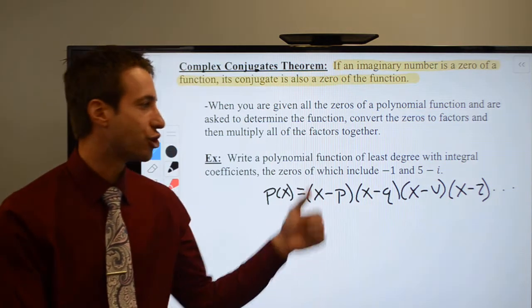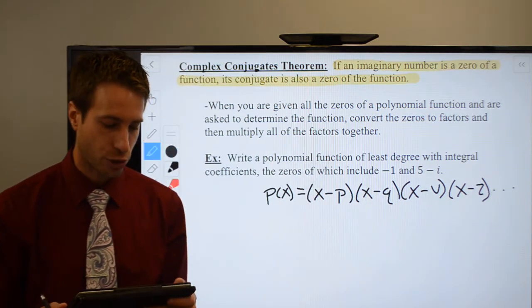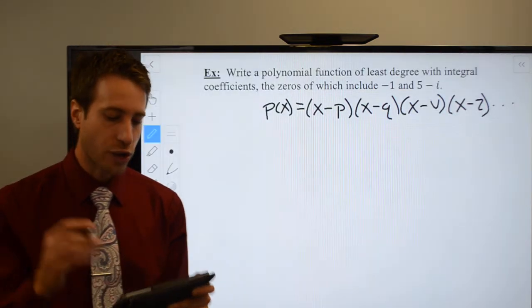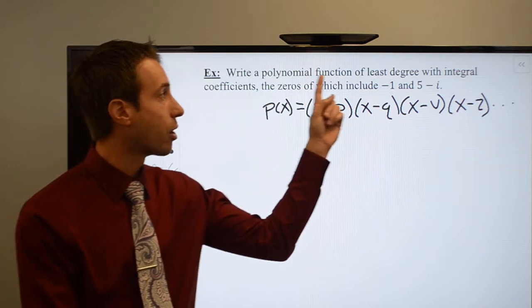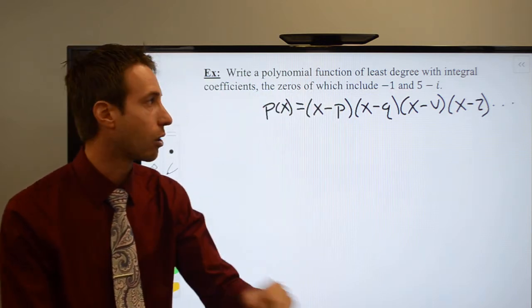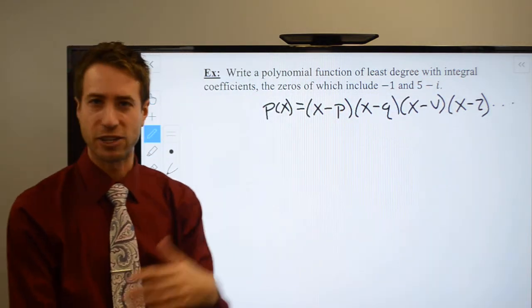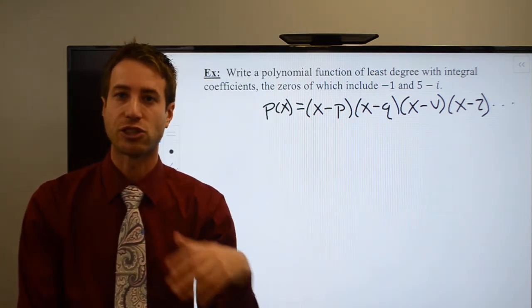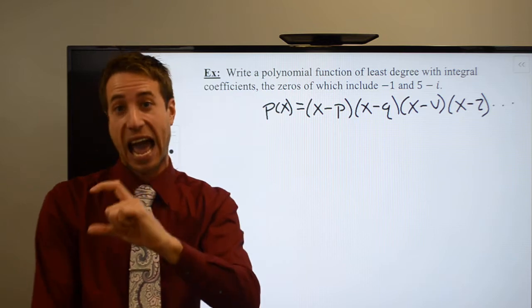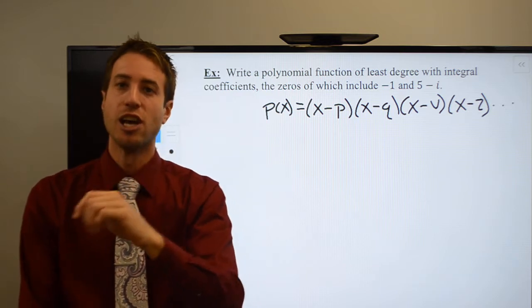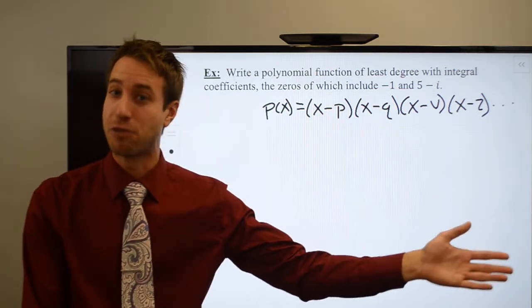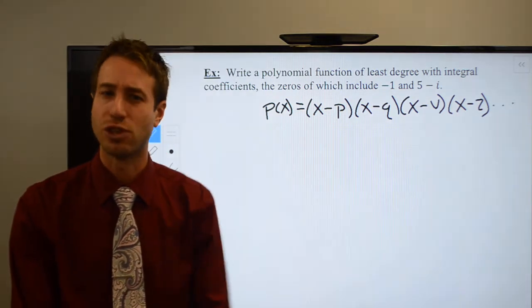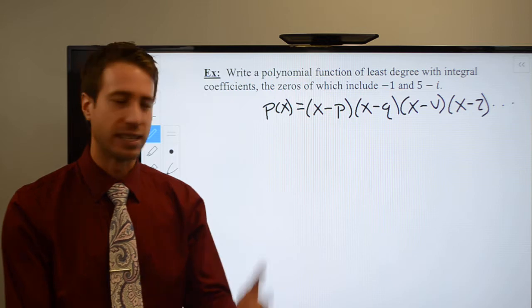So here we go. Let's jump right into this example problem, and I'll show you how I'm going to test you on this. I've asked you to write a polynomial function, least degree, with integral coefficients. That just means you're going to have numbers as your coefficients. We don't want fractions, so if you wind up with a fraction as a coefficient, you'll need to multiply everybody by the denominator to get rid of the fractions. You're used to doing that as well. We want these in standard form.